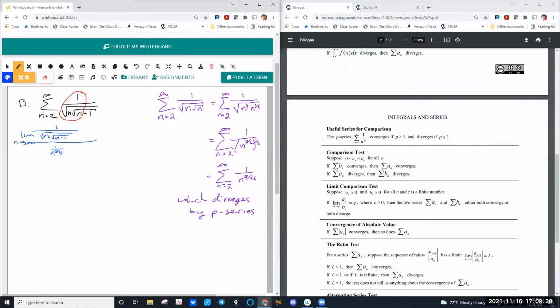Now, because we're choosing this one, because we saw, hey, this one is kind of similar to this one, we know that this comparison is going to work out. So the first thing I'm going to do is flip and multiply.